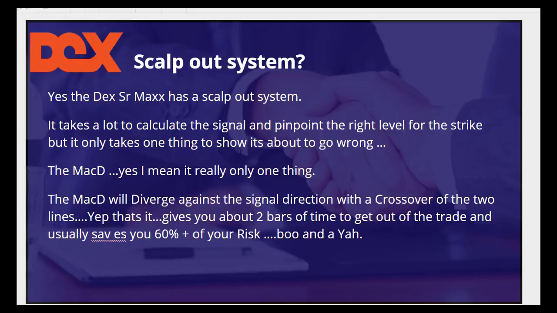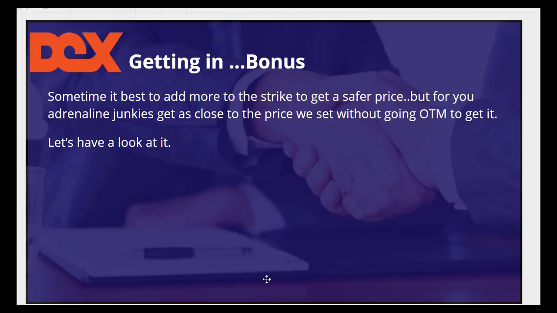That's right. This scalp out system, which shows you when it's going wrong, is the MACD, the moving average convergence divergence indicator, which comes loaded in every single MetaTrader 4 and comes standard on our website and our web-based charts as the default indicator. Pretty powerful. But this MACD will diverge against the signal direction. So if you have a sell, it'll cross over in the direction of a buy. It's telling you to get out. So it saves you about 2 bars of time to get out of the trade and usually saves you about 60% of your risk. So I say boo and a yah. Let's go have a look.